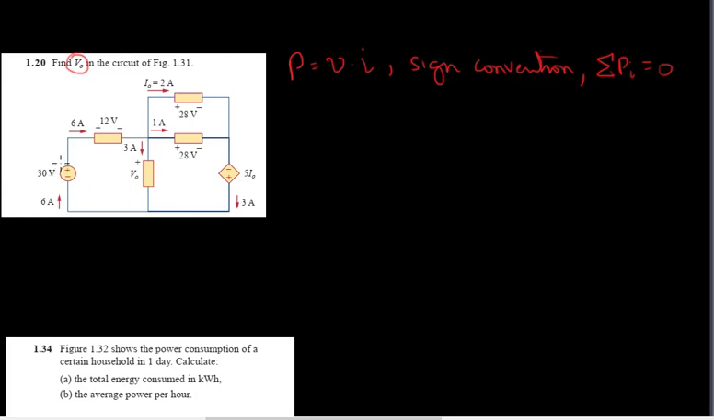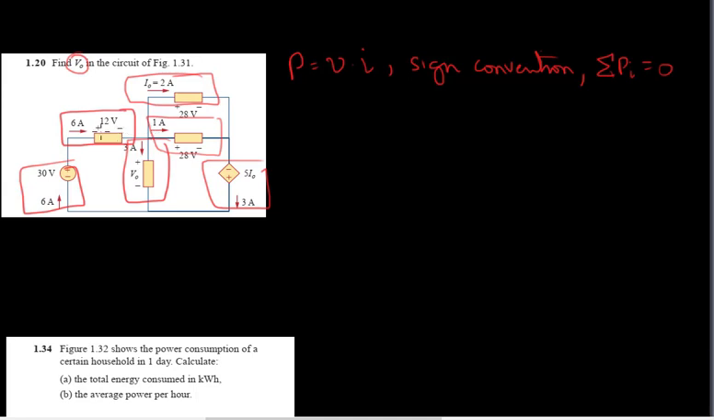What you need to do is start writing power for P1. This is, let's say, P2. This is P3, P4, P5, P6. Write the correct equation of power for all these: P1 plus P2 plus P3 plus P4 plus P5 plus P6, and that should be equal to 0.